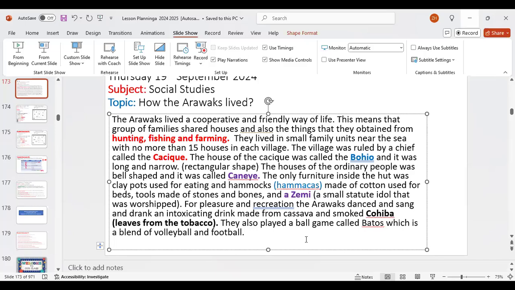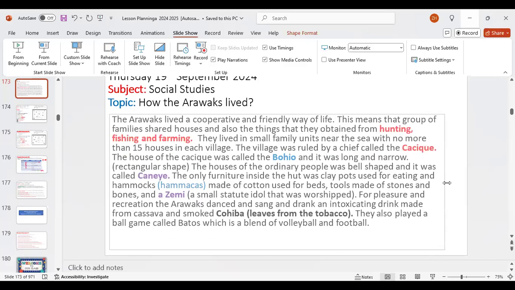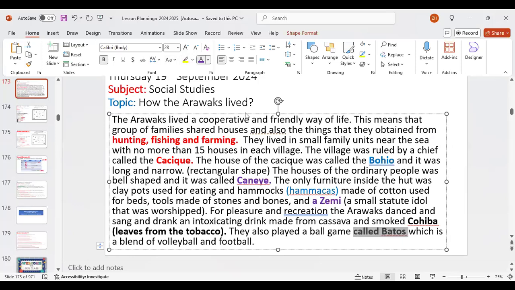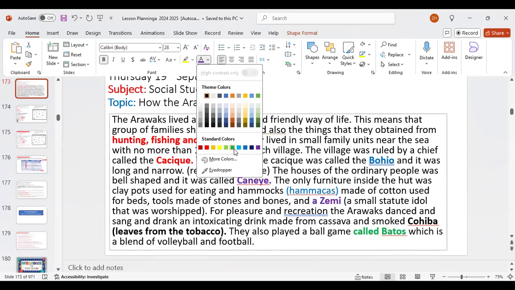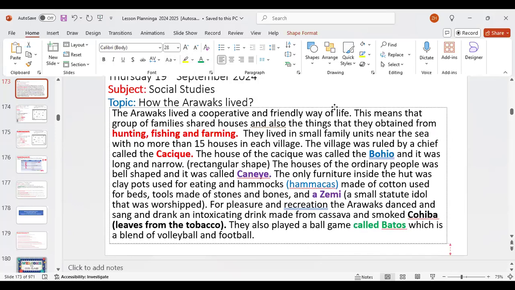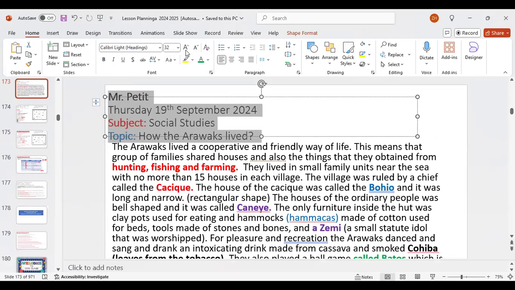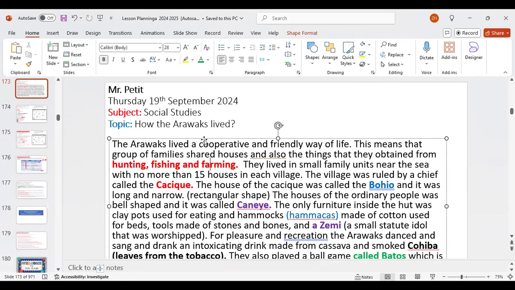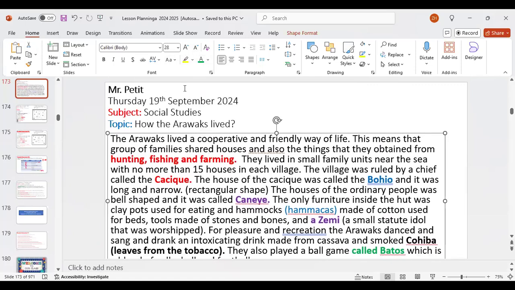So what was the name of the sport that they played? Batos. Very good. And what was the name of the plant that they smoked? Tobacco.